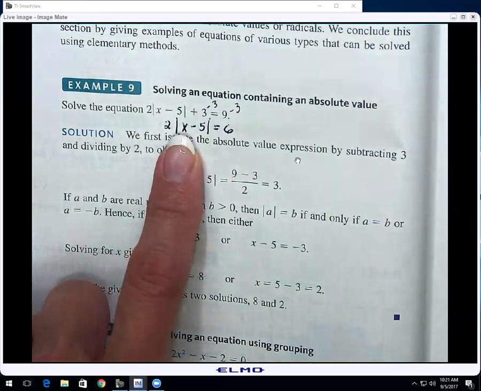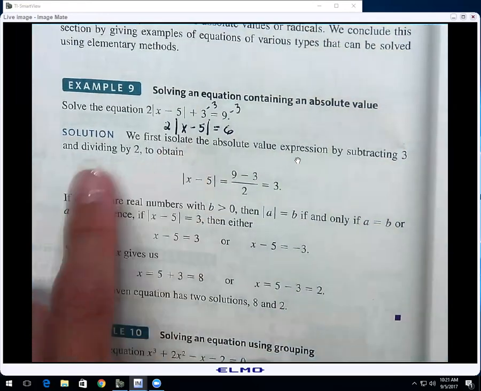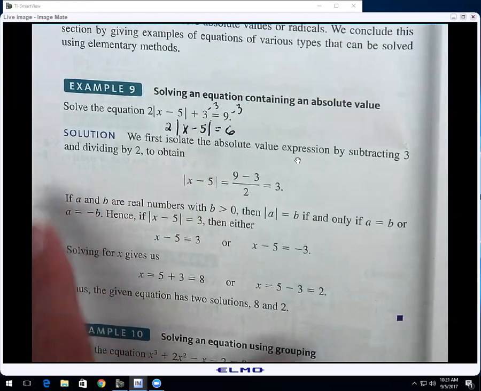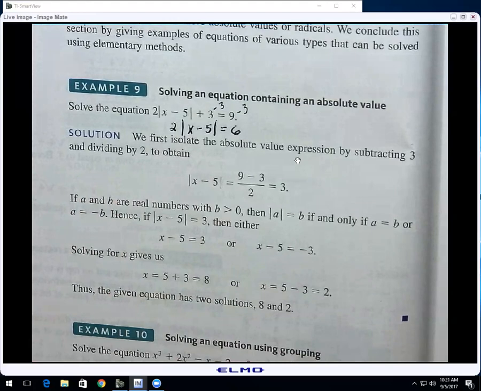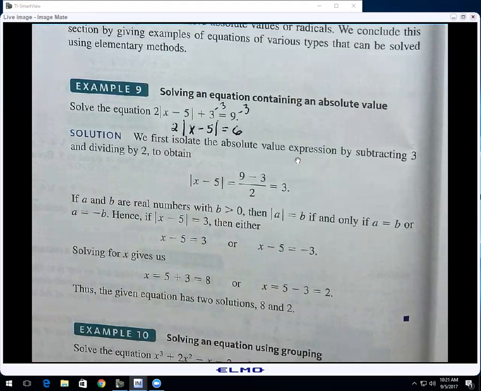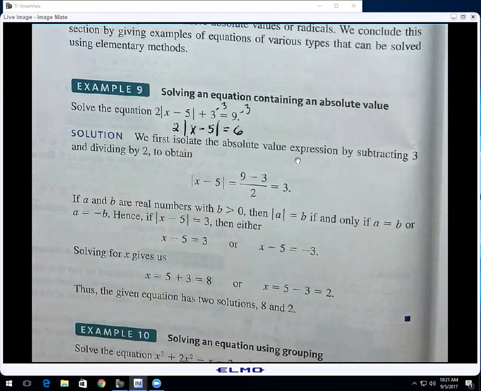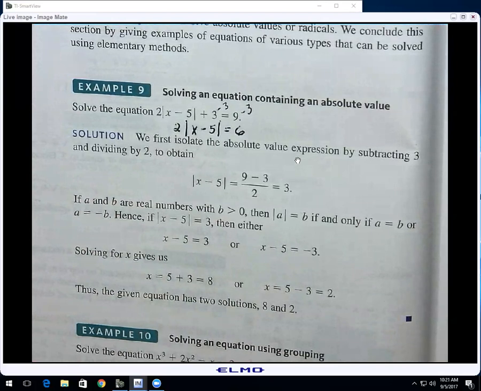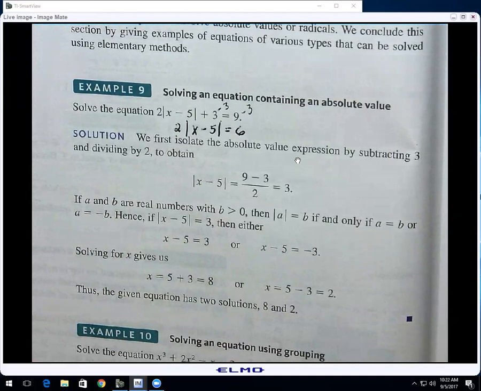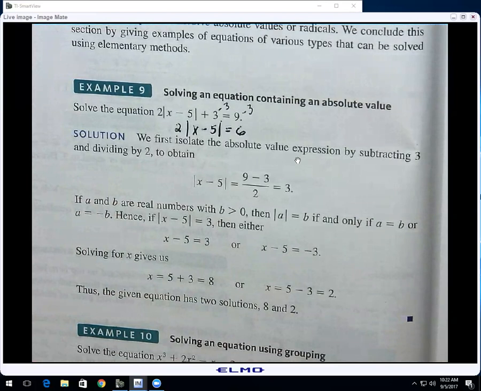Because my goal right now is just to get the absolute value by itself. So I subtracted 3 from both sides and had this. And then I divided both sides by 2 and had this. The book just did the subtracting 3 and the dividing in one step. I did it in 2 steps. That doesn't matter. What matters is we both have absolute value of x minus 5 equals 3. Which one of those numbers is the distance, the 5 or the 3?